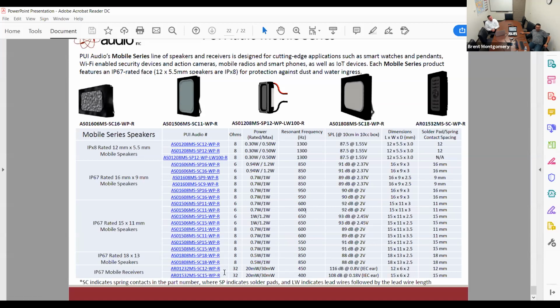We also have 2 receivers in this line. The receivers are used for headphones. They're used for the ear, where your ear goes to on your cell phone. And they can also be used as microphones as well because of their impedance.